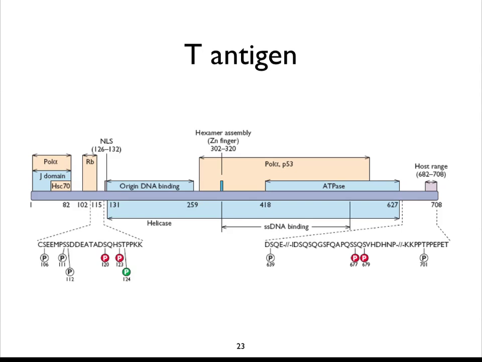It has an origin of DNA binding site. It interacts with proteins that are involved in folding, host proteins such as HSC70 in the J domain. And it has an ATPase activity, which is important in its helicase activity. In order to generate the energy to unwind DNA, it has to consume ATP. And finally, it has single-stranded binding activity, and that's important in moving the replication forks through the replication apparatus.